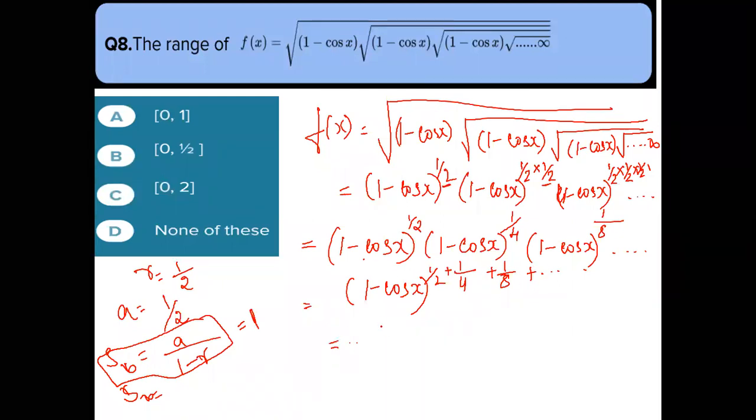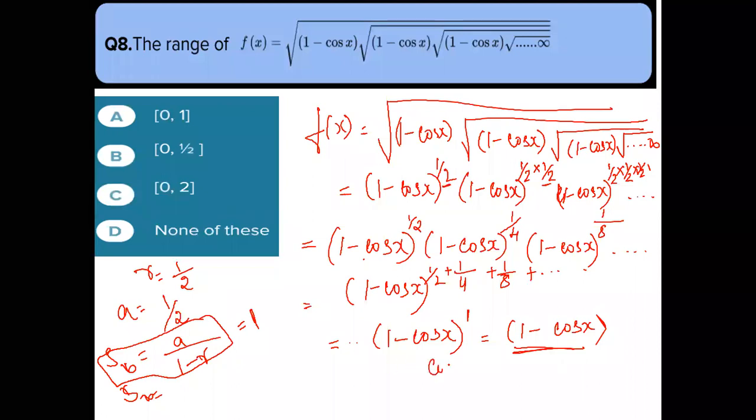So I can replace the sum. What can I do with this power? I can replace it with 1, correct? So it is 1 minus cos x to the power 1, which is 1 minus cos x. So now my function is reduced to 1 minus cos x. I found the reduced form.